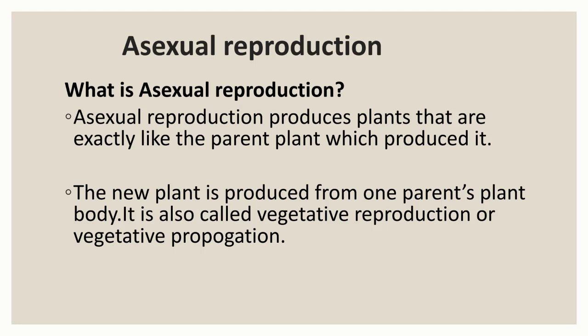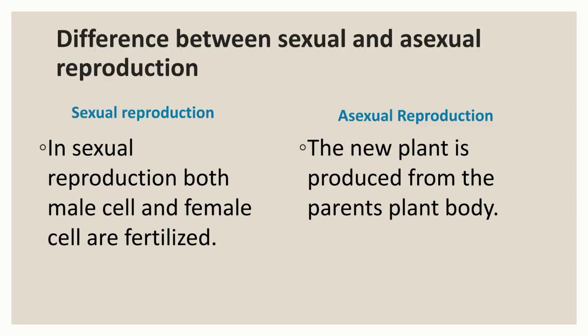The last topic that we have to study in this chapter is asexual reproduction. Most plants with flowers reproduce sexually, but some flowers can also reproduce asexually. Now what is asexual reproduction? In asexual reproduction, plants are produced that look exactly like their parent plant because the new plant is produced from the parent's body.